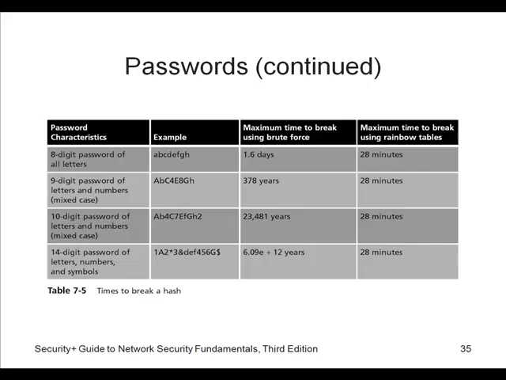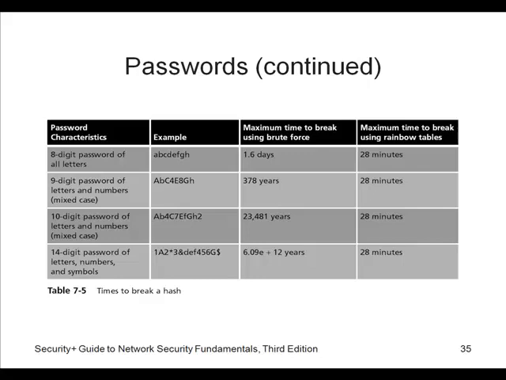This is how long it takes: an 8-digit password of all letters, A, B, C, D, F, G, 1.6 days. Maximum time of rainbow tables, 28 minutes. You notice all of the rainbow tables are 28 minutes. It already generated all the possibilities. They're there. Again, back to the slide before, it takes some time to do that. A 9-digit password with uppercase, lowercase, and numbers, 378 years.